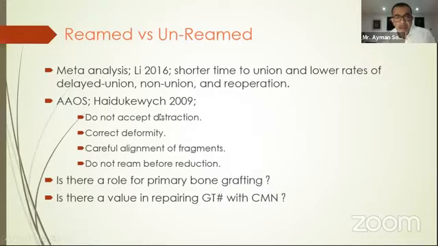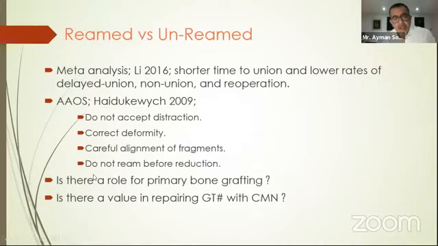This is some advice from the American Academy of Orthopedic Surgeons for the use of nails, and the advice is do not accept distraction. Correct your deformity before you even start fixing the fracture. Once you start fixing the fracture, you're not going to reduce it. Never think that you are going to reduce your fracture with the nail. You reduce your fracture and then apply the nail to hold it where it is. Careful alignment of the fragments. Put in the effort. Even if you have to do an open approach, you have to go in and try to align every fragment to the best of your ability before you apply your nail. And do not ream before your reduction.